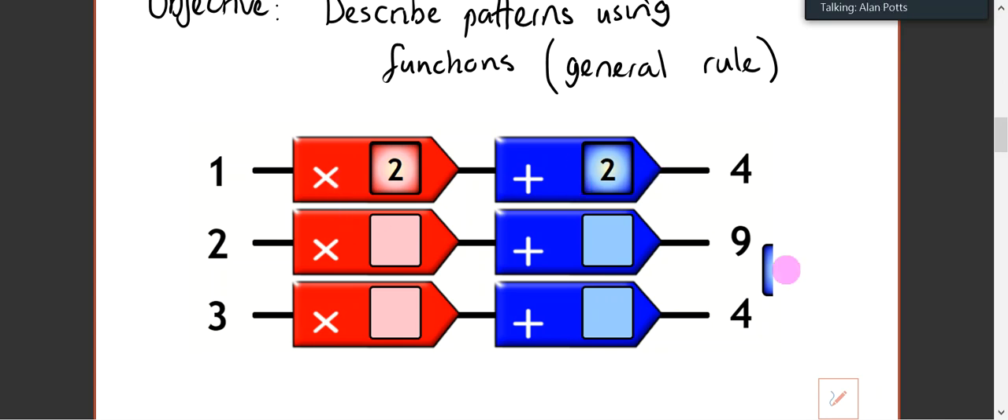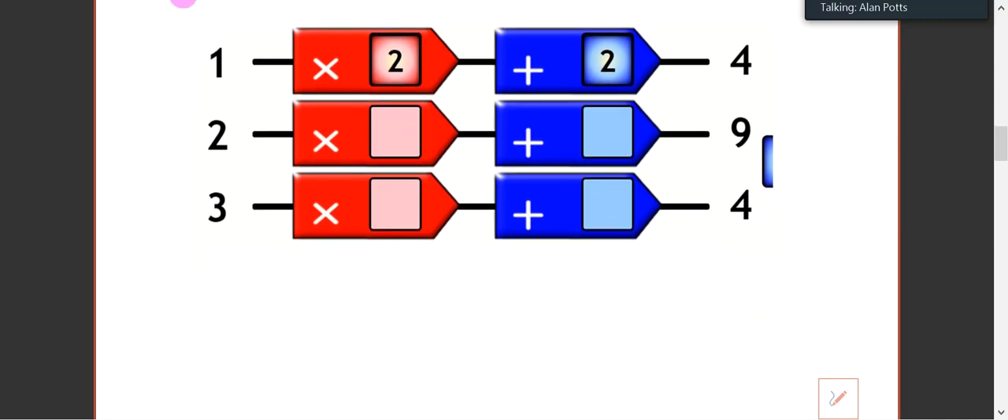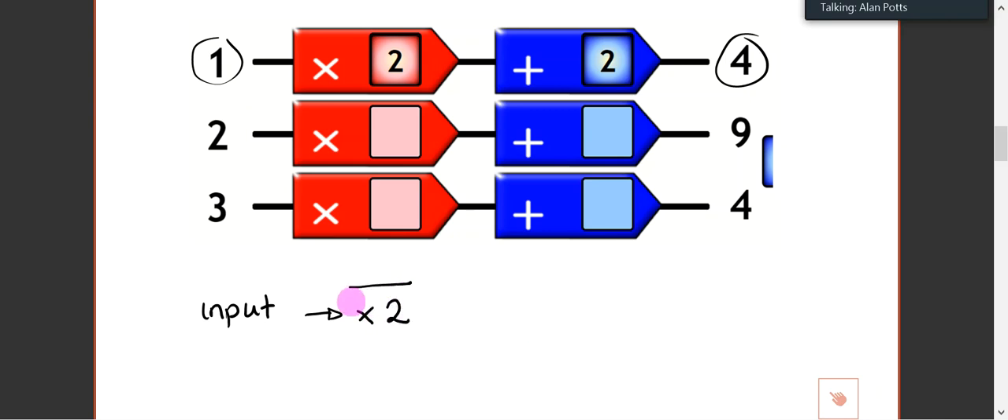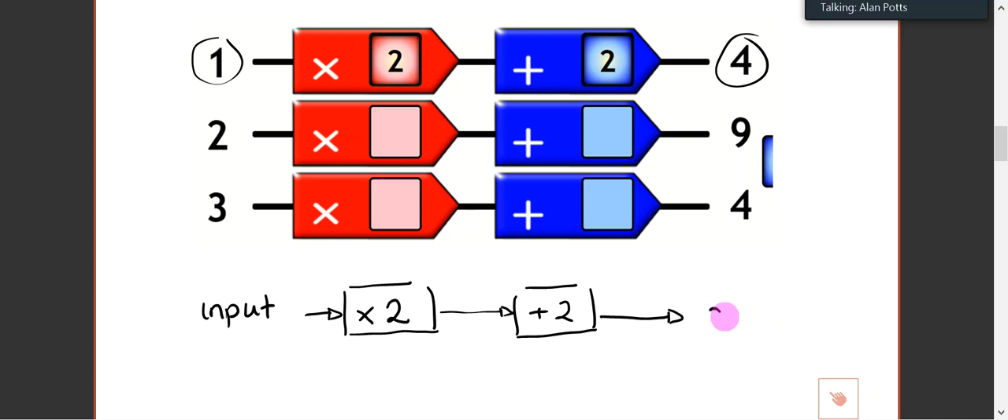So let's look at this. How would we describe this level one? Maybe you can write out this first one. I'm going to write it underneath. We've got an input, and the first part of the function is to multiply that by 2. Once you've got the answer to that, we then add 2, and we get what's called an output.